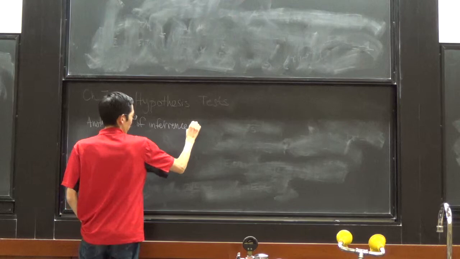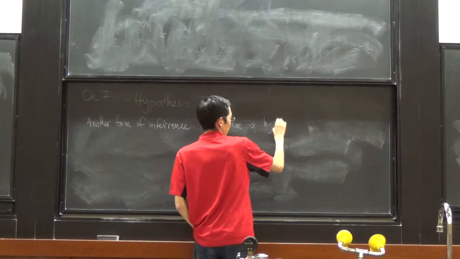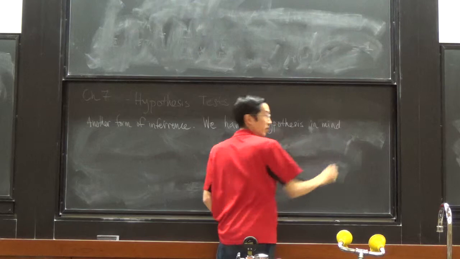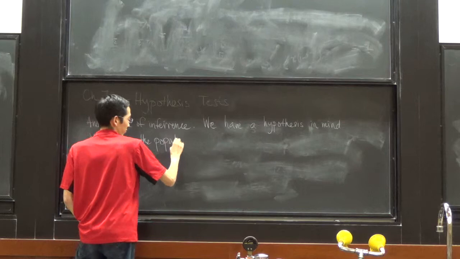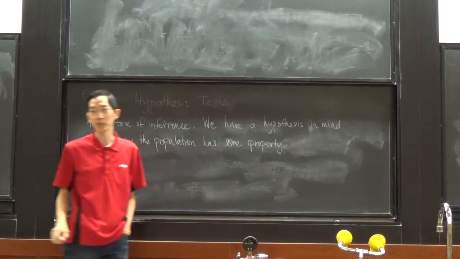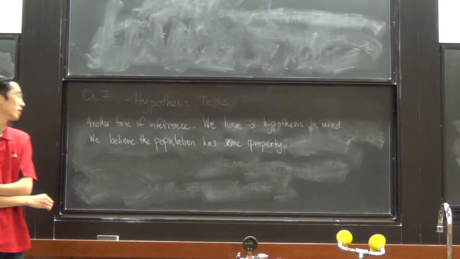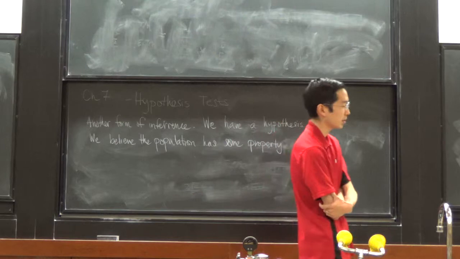We have a hypothesis in mind. We believe something. We want to see if the population has some property. In the context of chapter 7, the property about the population that we make a hypothesis about is the population mean.